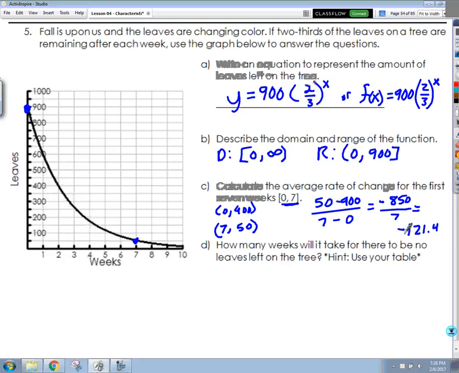How many weeks will it take for there to be no leaves left on the tree? Hint, use your table.